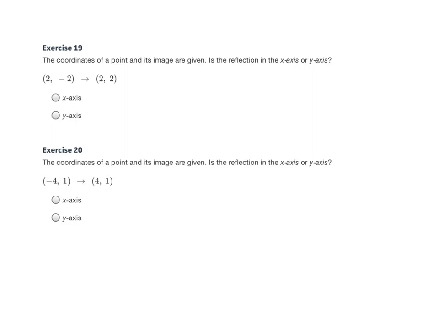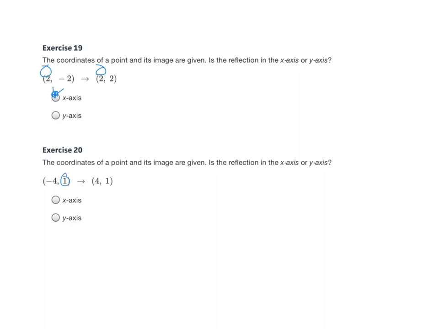These are super easy. I'm just going to run through them real quick. All you have to tell is if it's a reflection over the x or a reflection over the y. Well, the one thing we know is that if it's a reflection over the x-axis, the x stays the same. And if it's a reflection over the y-axis, the y stays the same. So as we look at this, which part stayed the same? The x did. So that's a reflection over the x-axis.